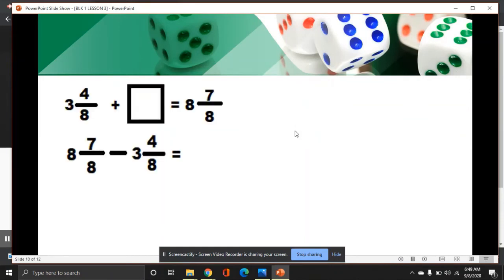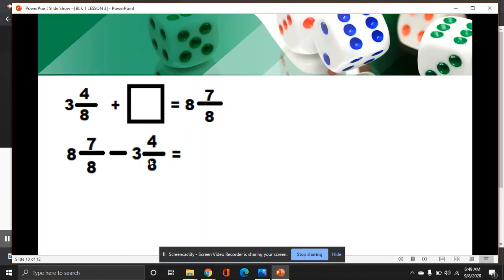So what if your addend is missing? We have here 3 and 4 over 8 plus blank is equal to 8 and 7 over 8. In order for us to find the missing addend, we will subtract the other addend from our sum. So we will come up with 8 and 7 over 8 minus 3 and 4 over 8.